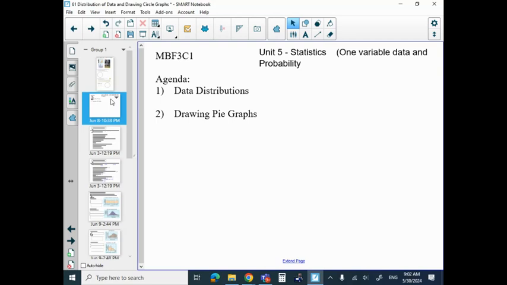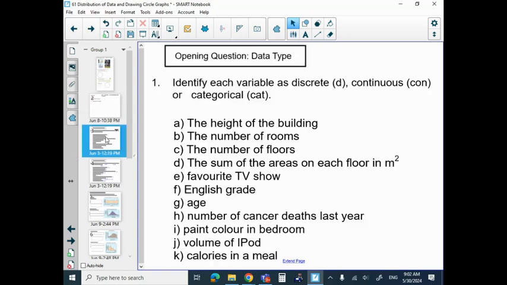And we're going to look at creating one of the types of graphs we looked at yesterday. So our first one that we're making ourselves. Before we get to that, let's just review over the types of data.